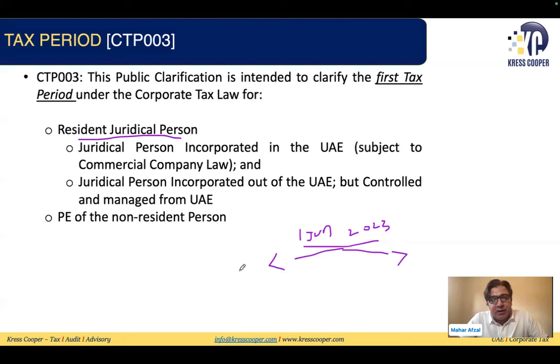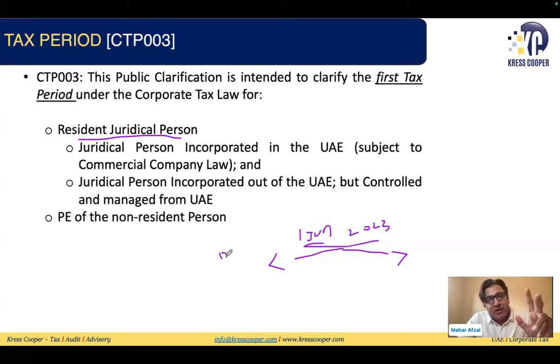This corporate tax law is applicable to businesses starting from the financial year effective from the financial year starting on or after 1st of June 2023. If a company has been set up before 1st of June, then after 1st of June, whenever their financial period comes to an end, the next financial period will start. Assuming their financial period ends on 30th of June and the new financial year starts from 1st of July, then the law will be applicable from 1st of July 2023.